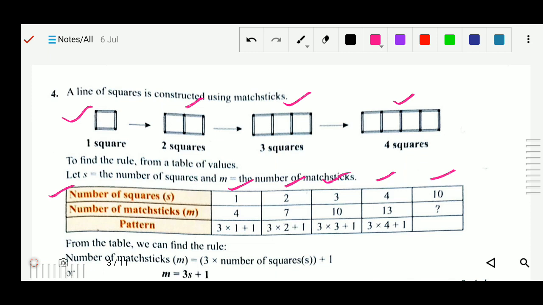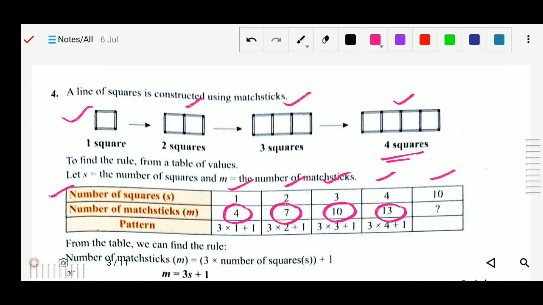Okay, now you can see here in the first, how many used? 4. In the second, how many used? 7. In the third, 10. Here in the fourth, how many used? 13. Now we will analyze and find the rule. What is the pattern of this?